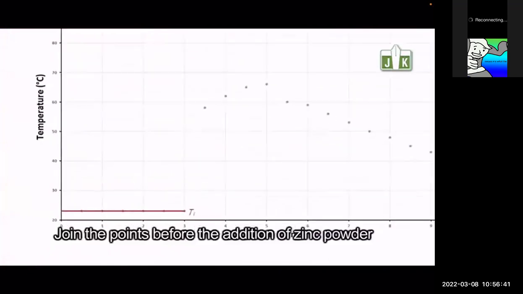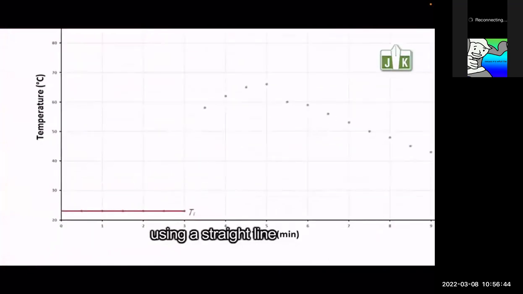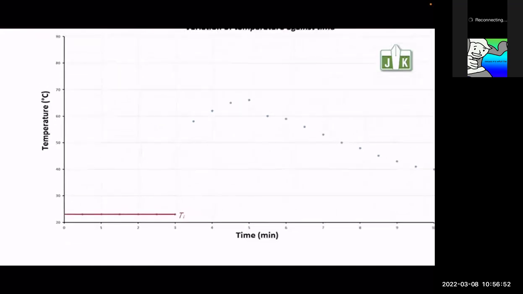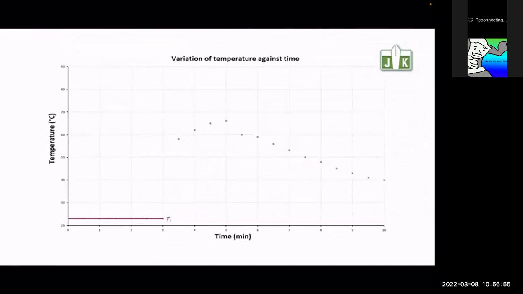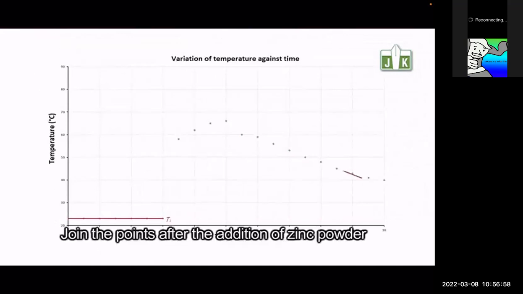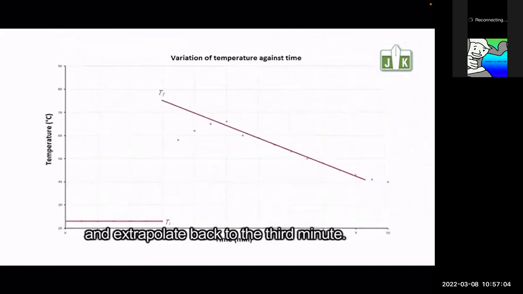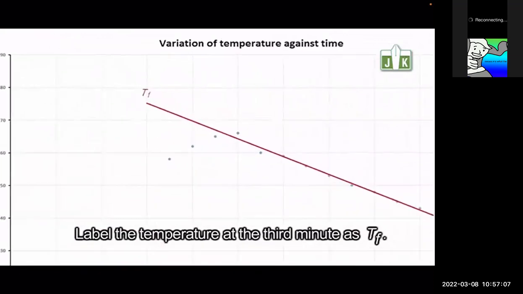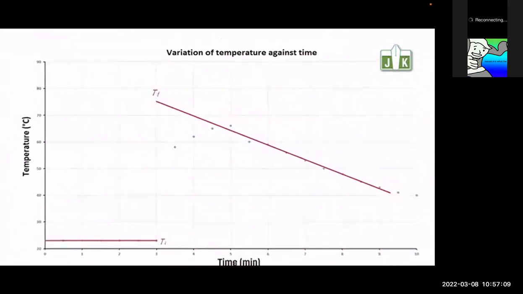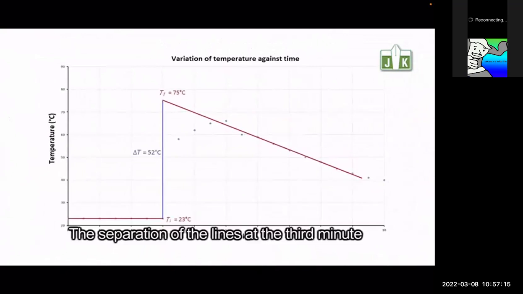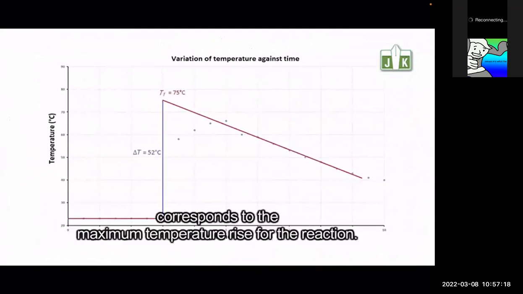Join the points before the addition of zinc powder using a straight line and extrapolate to the 3rd minute. Label the temperature at the 3rd minute as Ti. Join the points after the addition of zinc powder using a straight line and extrapolate back to the 3rd minute. Label the temperature at the 3rd minute as Tf. The separation of the lines at the 3rd minute corresponds to the maximum temperature rise for the reaction.